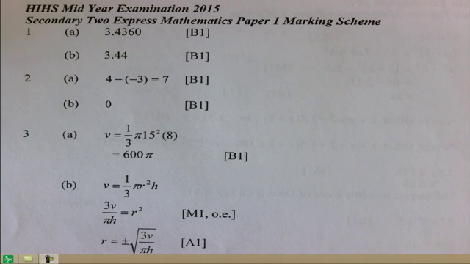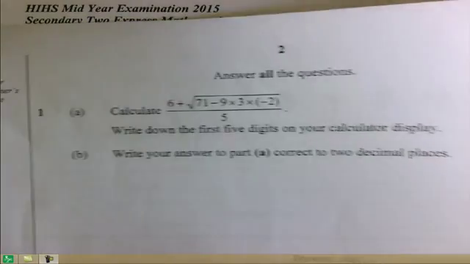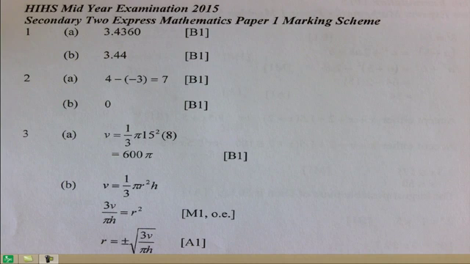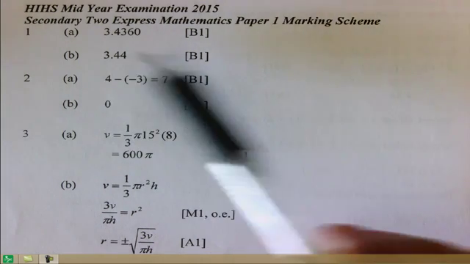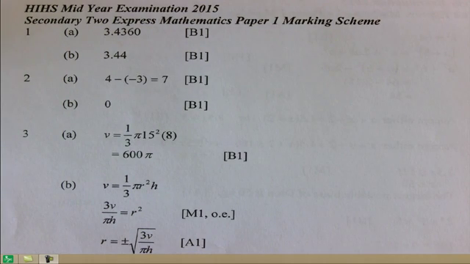Okay, today we'll be doing the paper 1 corrections, and now we start with question 1A and 1B. For 1A, it's about the calculation. This one, write down the first 5 digits. If you key everything very carefully into your calculator, you should get 3.4360, and if you round it off, correct to 2 decimal places, you get 3.44, and that is it.